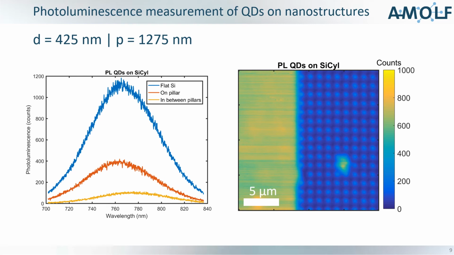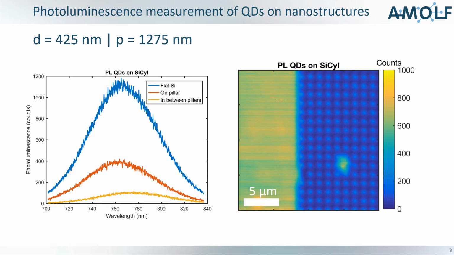The first is that we might have an excitation efficiency that is different, that the cylinder might actually help absorbing the 532 nanometer wavelength of the laser, and therefore the emission might be higher or lower on the pillar. And the second thing is that the quantum dot density might not be exactly the same on the pillar as on the flat silicon. That is why this is not a concrete proof, but at least it's showing a trend in the direction that we expect.